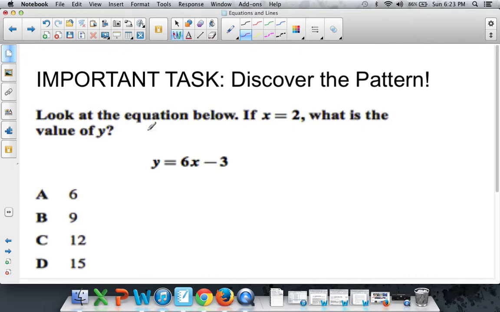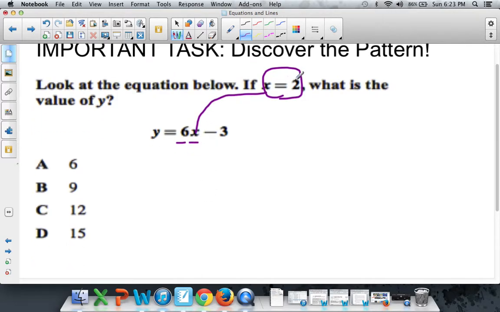Check this out. Look at the equation below. If x equals 2, what is the value of y? X equals 2. Thank you very much. You'll plug that right in for x. Okay? When the variable and a number are right next to each other, what does that mean? Does it mean addition, subtraction, multiplication, division? It means multiplication. So that really isn't 6x, it's 6 times 2. 6 times the 2 right there. 6 times 2 is 12, minus the 3. That'll get you what y equals. What does y equal? 9.